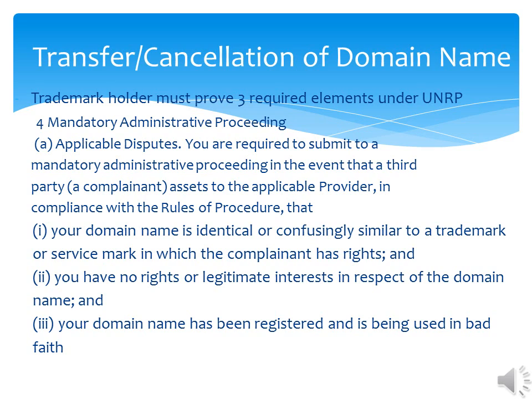To force the transfer or cancellation of a domain name under the UDRP, the trademark holder must prove all three of the required elements stated in paragraph 4(a). And the three elements are listed on the PowerPoint.